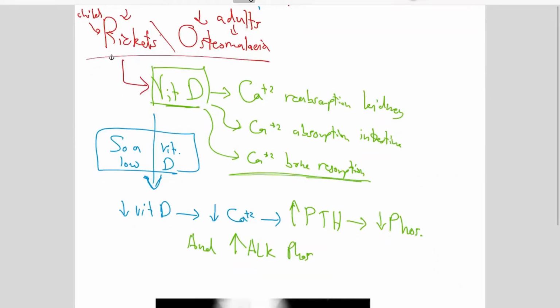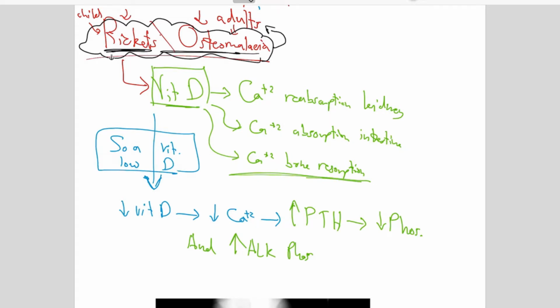Okay, now for our next topic we have rickets or osteomalacia. What you guys need to know is that rickets and osteomalacia are literally the same disease. Osteomalacia is the term referred to adults, while rickets is for children. Okay, now to understand rickets and osteomalacia, we need to understand what vitamin D did.